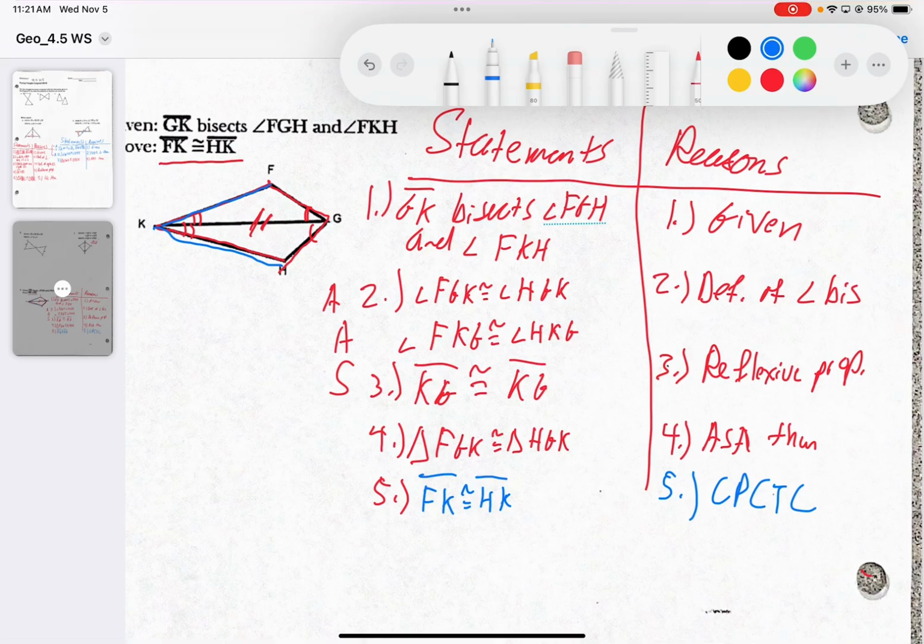All right, so when you have a proof where they want you to prove a pair of sides congruent, pair of angles congruent, that part in blue is your only extra step that's different than normal. Okay? All right, questions there?